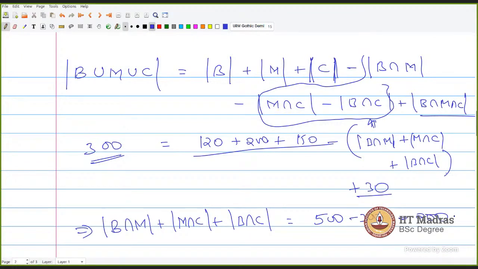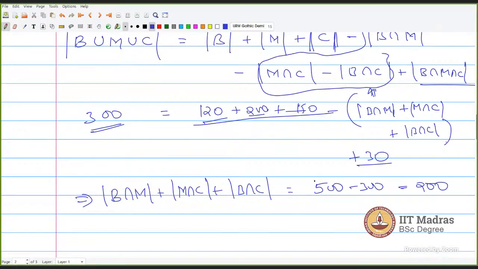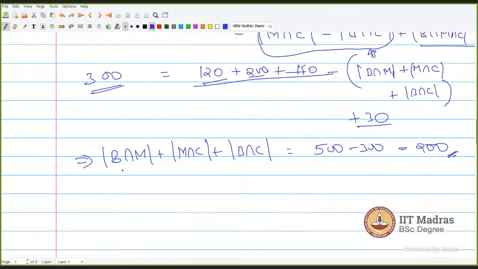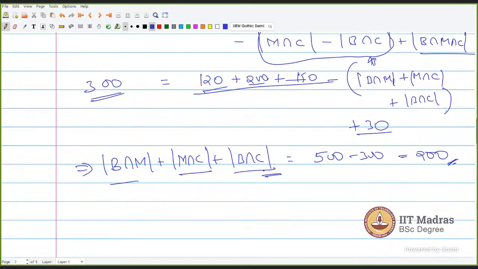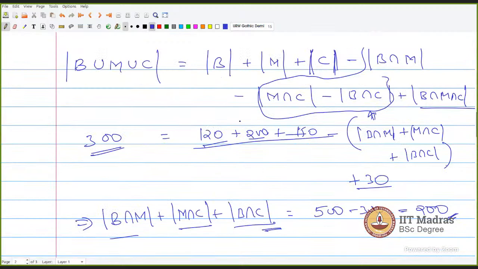Is my calculation correct? The answer was 110. Yes, sir, the answer is 110. So this is not the answer. We got the cardinality of B intersection M plus cardinality of M intersection C plus cardinality of B intersection C, and now we have to subtract.